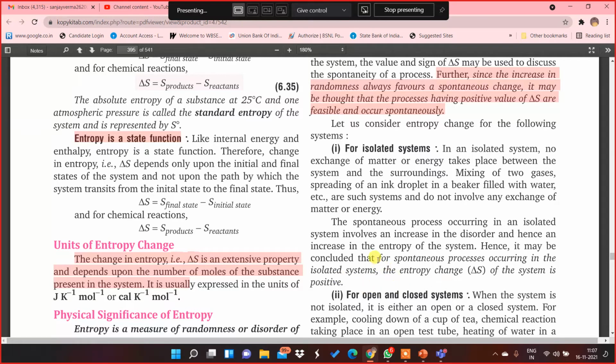So here, remember this. For spontaneous processes occurring in the isolated system, the entropy change of the system is positive. It is positive. Remember this.